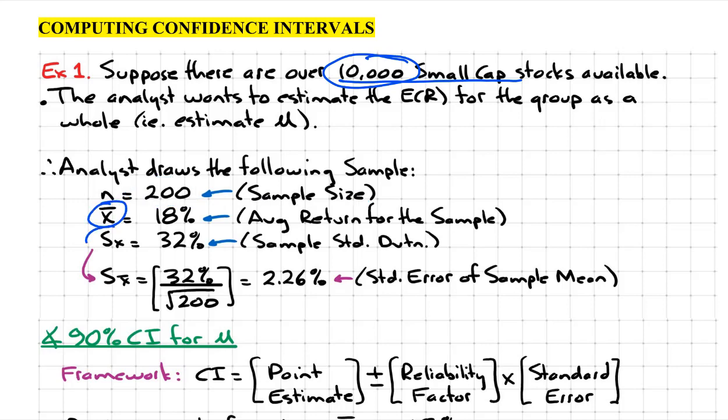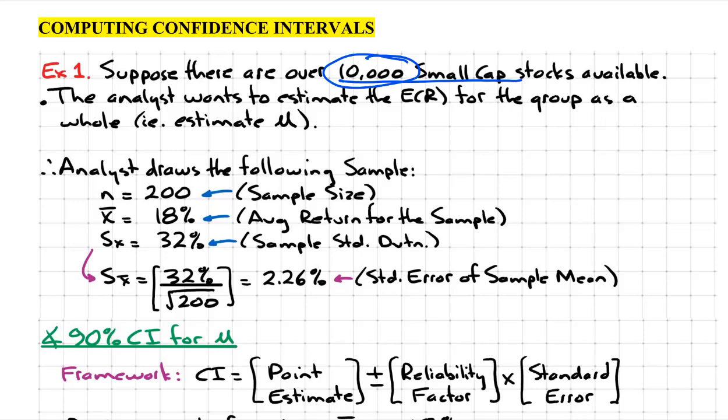Two things. She's going to calculate the mean of that sample, which is 18%, and she's going to calculate the standard deviation of that sample. In other words, how dispersed these individual observations are around the mean. And let's assume that the standard deviation of the sample is 32%.